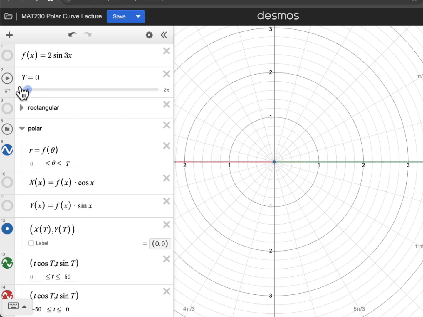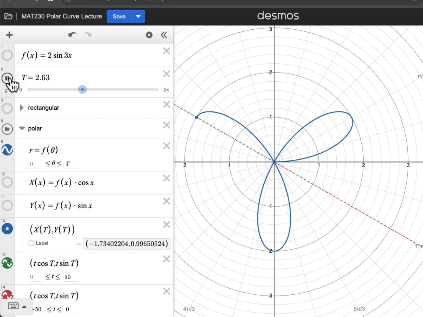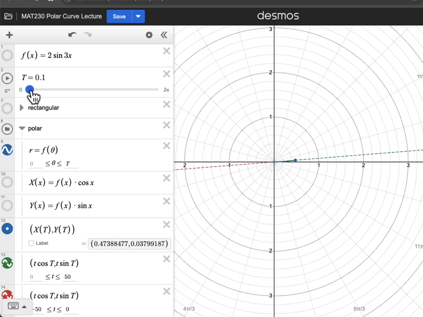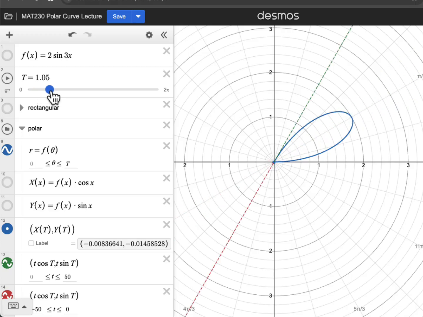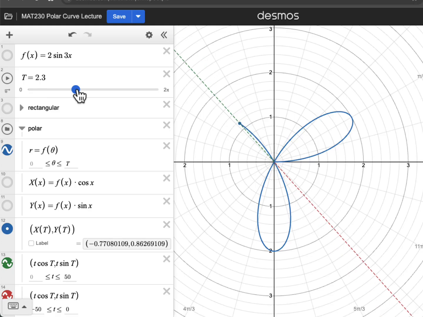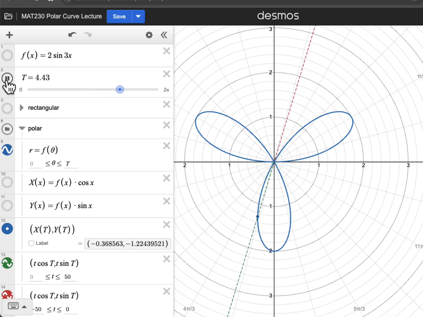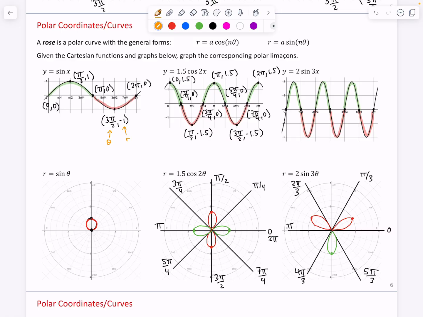Let's look at technology. I'll play through once. Notice we only have 3 visible petals, but it was drawn twice. As theta varied from 0 to pi thirds, we drew 1 petal. Then we drew a petal in the opposite sense. Then we drew a petal in the same sense. And by the time we got to pi, the drawing was done. And the second half of the rotation just redraws this 3-petal rose. So in summary of roses, in this first case, A was 1 and N was 1.